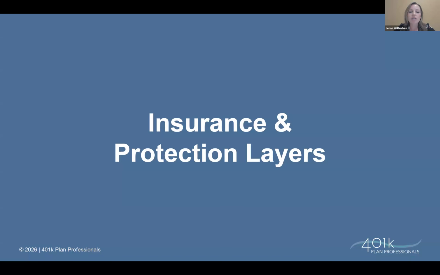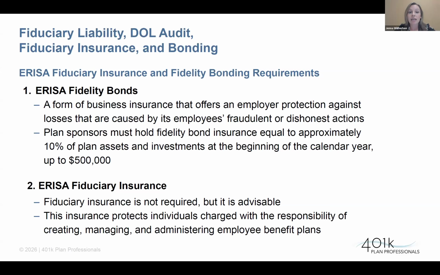Insurance and protection layers. I wanted to make the distinction between two common types of insurance and bonding requirements. One is an ERISA fidelity bond. This is a form of business insurance that offers the employer protection against losses that are caused by its employees' fraudulent or dishonest actions. If you've ever filled out a questionnaire for your annual compliance testing, this is one of the questions on there. Do you have an ERISA fidelity bond? And do you have the proper amount of coverage? You have to hold coverage that is equal to about 10% of plan assets, up to 500,000.